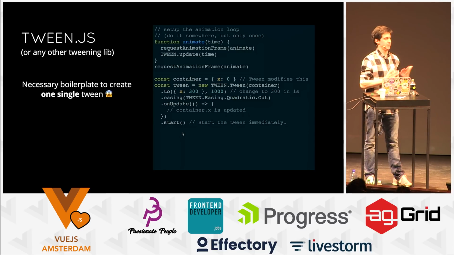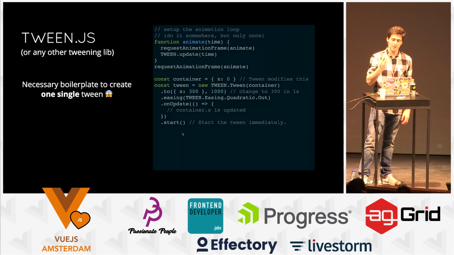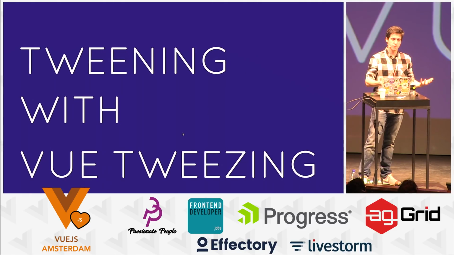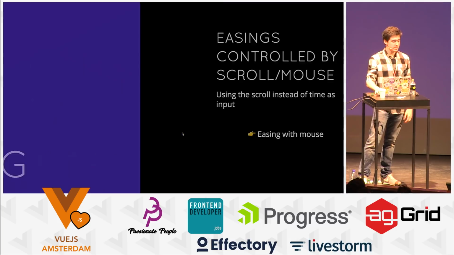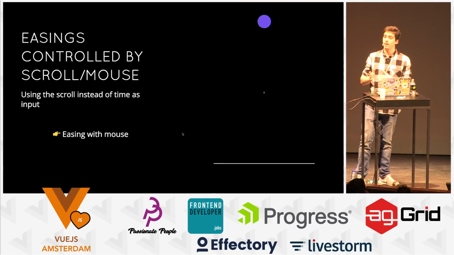And this is the part that made me go crazy, because I think we are losing one of the best features of Vue, which is declarativity. So let's get back that declarativity using something like vue-tweezing, which is a component that is going to give you back that declarativity. So this is another example, easing with a mouse, to showcase the easing combined with the playback control.